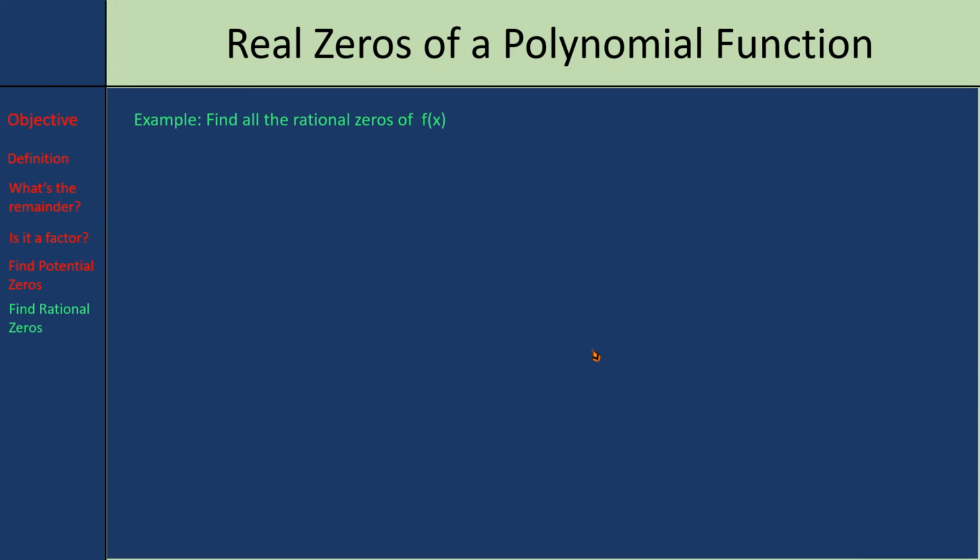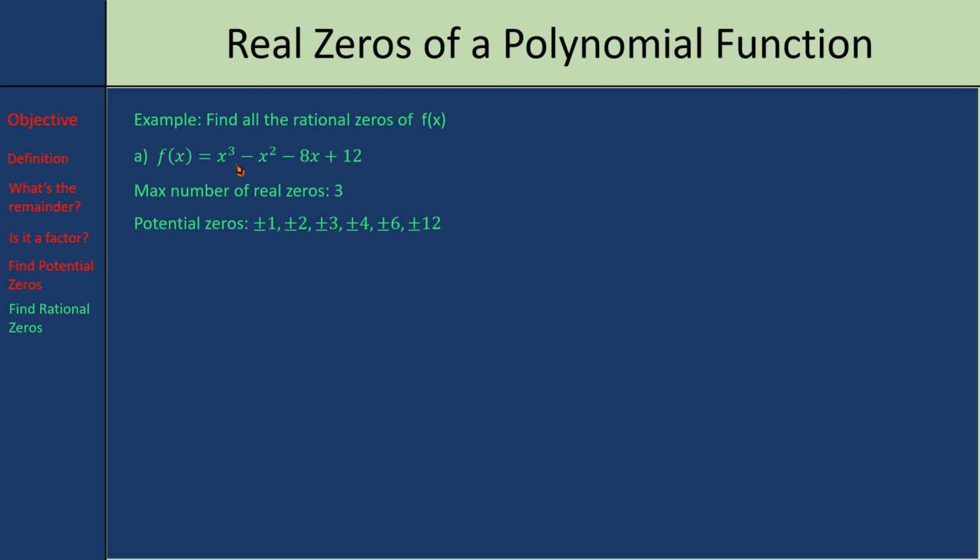Okay, so example here, we're going to find all the rational zeros of f of x. Here is f of x. What are the zeros of this guy? Okay, so the degree here is 3. There's a theorem that says if it's degree 3, you can't have more than 3 zeros. So the maximum you can have is 3 zeros. That's something good to know. It's not super important, but we know I can't have more than 3 zeros for this guy.